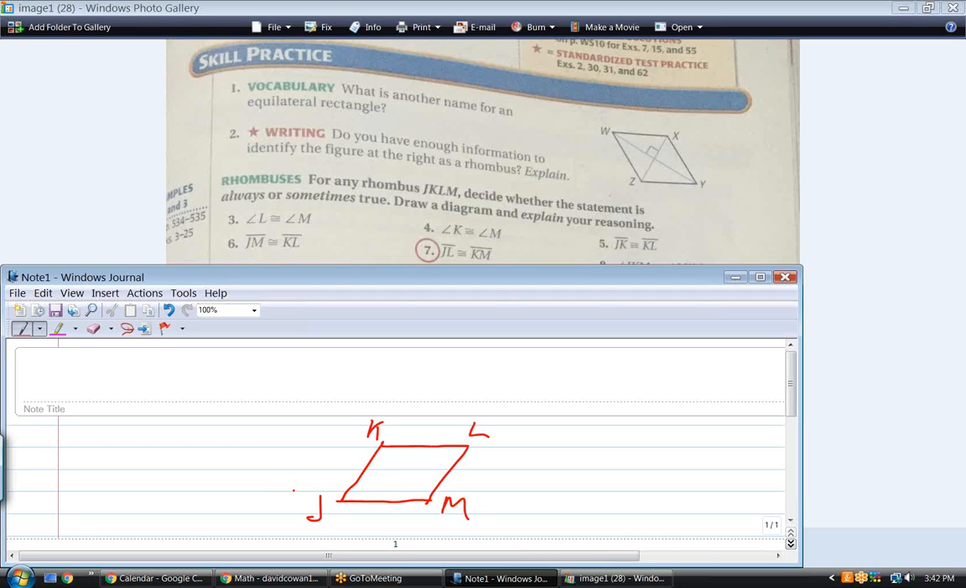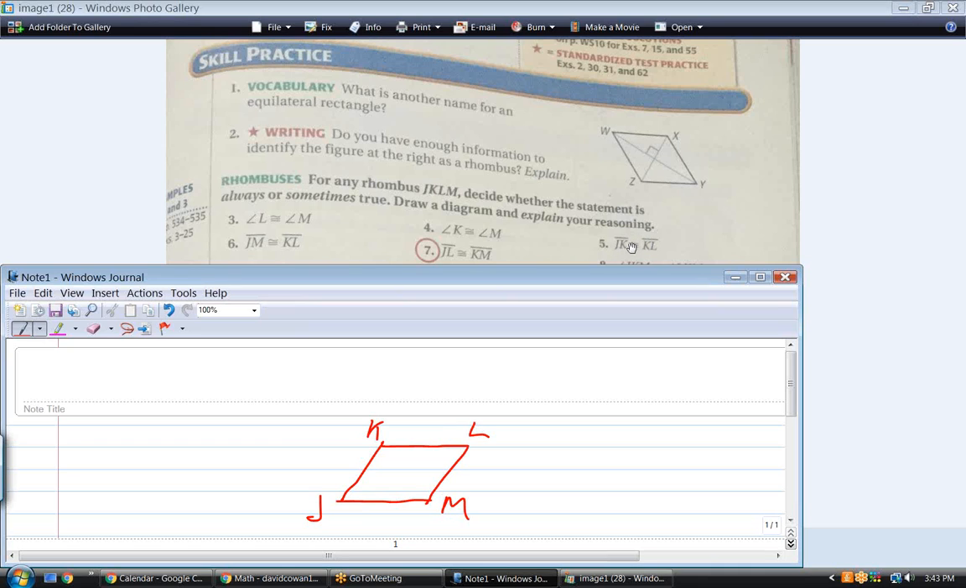Is L congruent to M? No. Is K congruent to M? Yes. Always? Mm-hmm. Is line segment JK congruent to line segment KL? Yes.